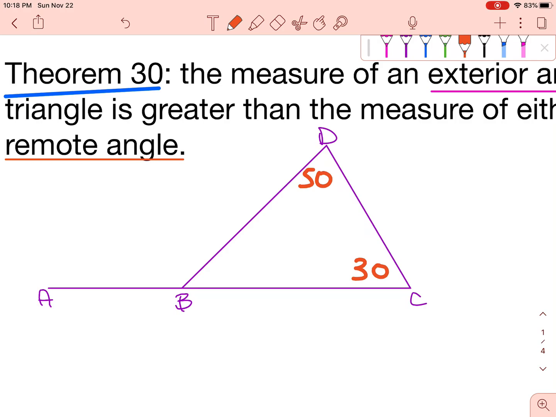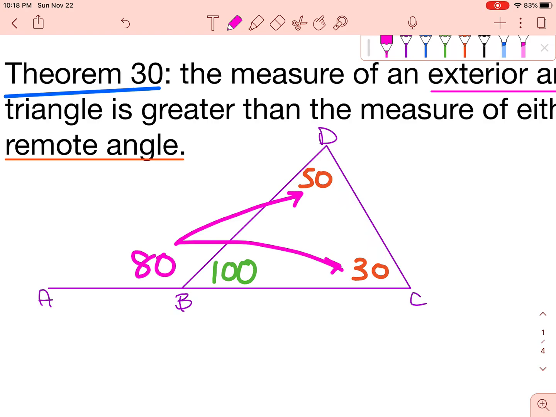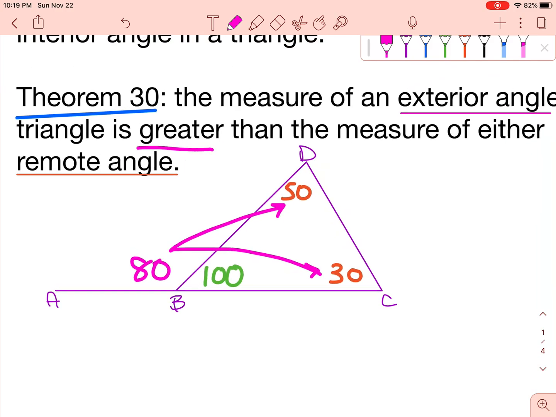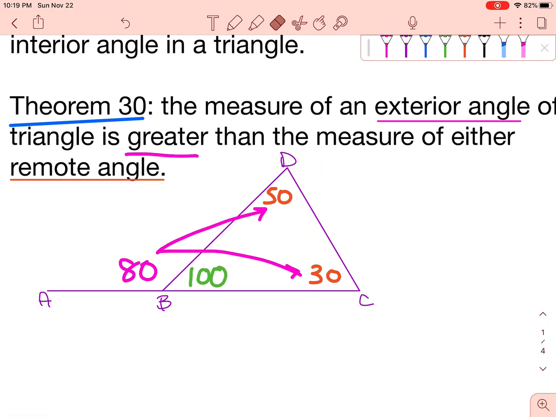If that's 50 and that's 30, because we know a triangle adds up to 180, this angle right here would have to be 100, making this pink angle 80 degrees. You can see that 80 is larger than both of my remote interior angles. That 80 degrees is greater than the measure of either of those remote interior angles.